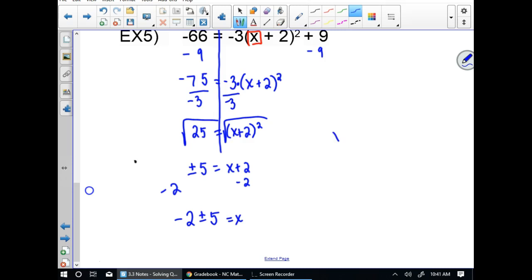And then you need to find these answers. So you've got negative 2 plus 5, which would give you 3. So there's one of your answers. And you would have x equals negative 2 minus 5, which would give you negative 7. So there's your other answer.